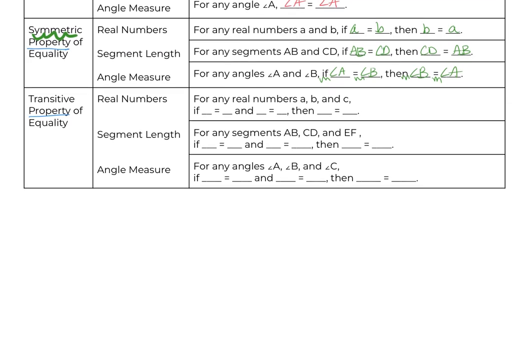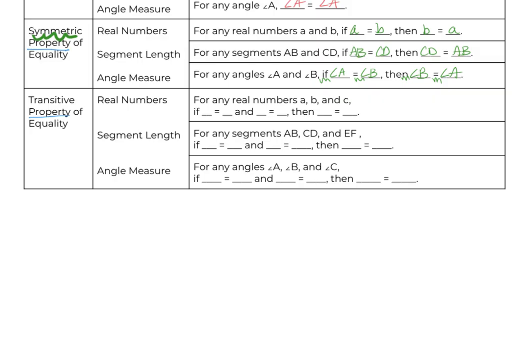All right, last one, the transitive property. It's the one that kind of drops out the middle piece. For this one, if A equals B and B equals C, notice that A and B happening in there, I can drop those. Then A equals C. Same thing for segments. If AB is equal to CD and CD is equal to EF, I can drop the middle and say then AB is equal to EF. They're both equal to the same thing, so they must be equal to each other.